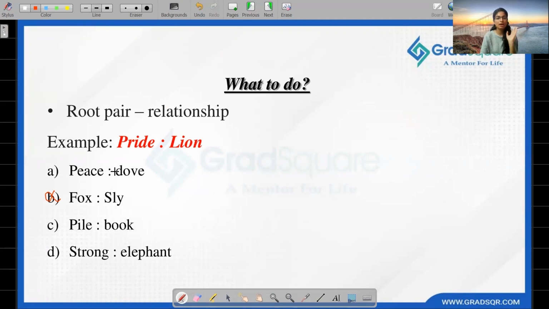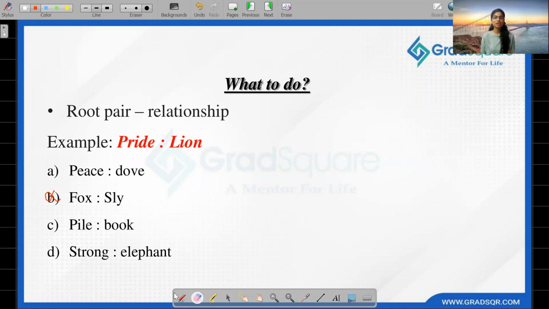Moving on to the other options. Peace is to dove. Again, quality. We have the same, strong is to elephant is also similar, right? Both of these options have quality. So this is not going to be the right fit. So we can eliminate this. And we can consider the secondary meaning now.